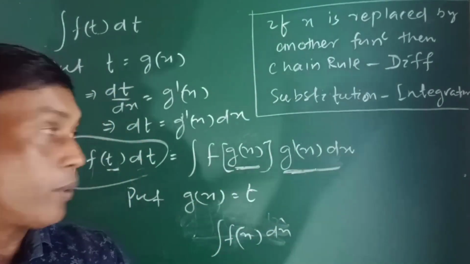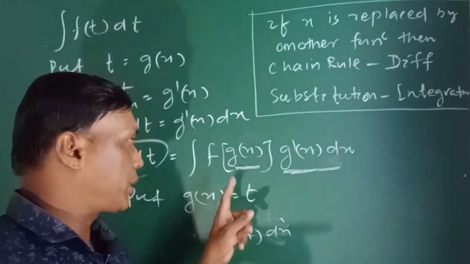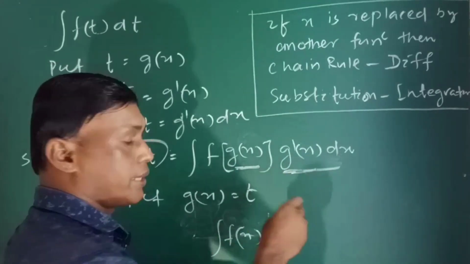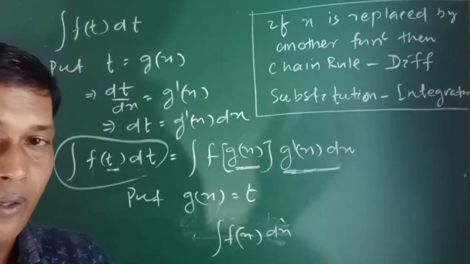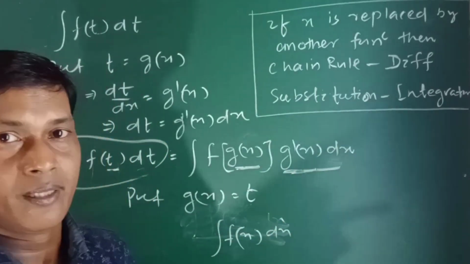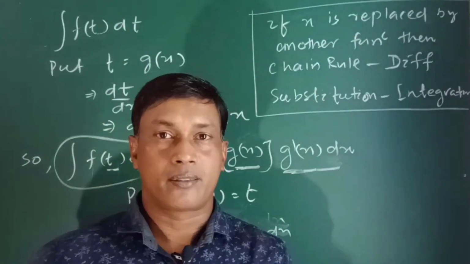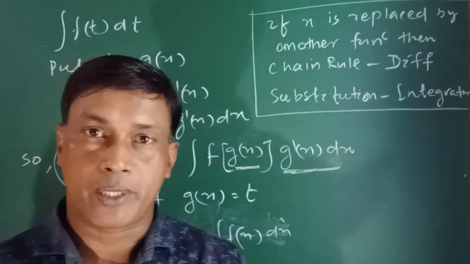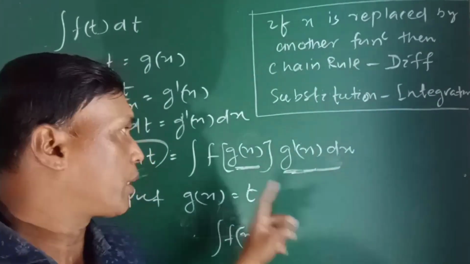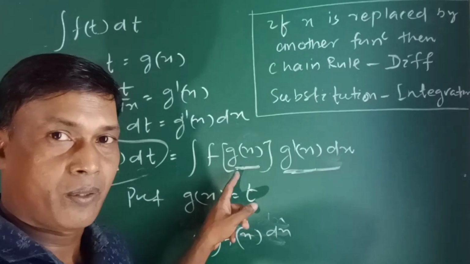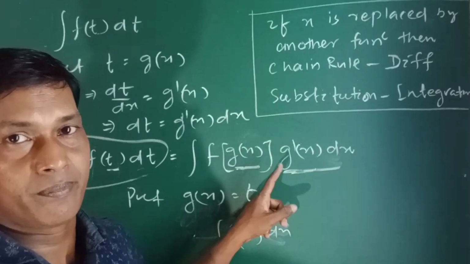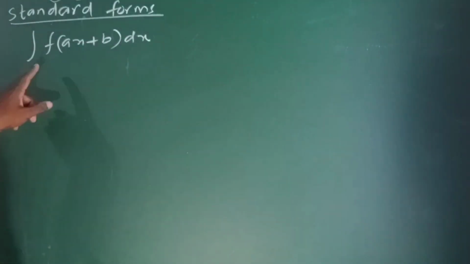So क्या होता है कि तुम जिस फंक्शन को सब्स्टिट्यूट करना चाहते हो, अगर तुम g of x को सब्स्टिट्यूट करना चाहते हो तो there must be g dash x, g dash x का होना ज़रूरी है। अगर एक फंक्शन का डेरिवेटिव इसके पास नहीं है तो वो फंक्शन को सब्स्टिट्यूट नहीं किया जा सकता। सब्स्टिट्यूशन का एक ही मंत्र है, और वो मंत्र है कि तुम जिस फंक्शन को सब्स्टिट्यूट करना चाहते हो, पहले देखो उसके पास इसका डेरिवेटिव है कि नहीं। अगर उसके पास डेरिवेटिव है तो you can substitute. Only when the derivative of that function is given.